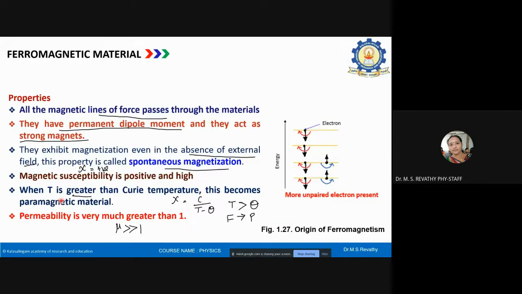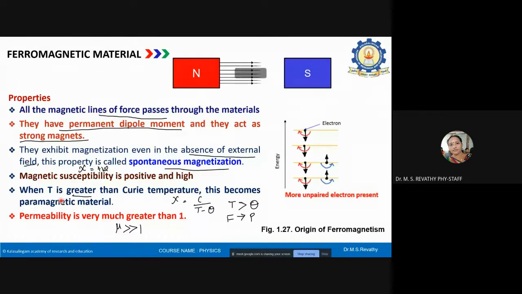Properties. Lines of force are attracted more in a ferromagnetic material. They have a permanent dipole moment and they act as strong magnets. They exhibit magnetization even in the absence of an external field. This property is called spontaneous magnetization. And what about the susceptibility value? It is positive here and it is very much higher compared to paramagnetic material. And it is dependent on temperature.